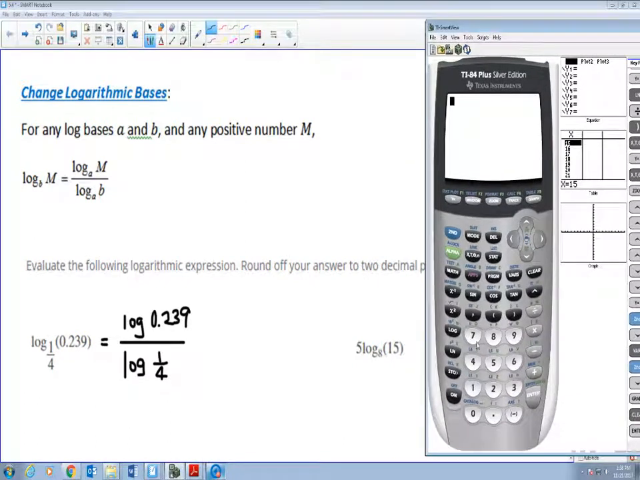All right, so let's put in the calculator: log 0.239, close parenthesis, then divided by log of 1/4. To 2 decimal places, that gives me my answer, 1.03.